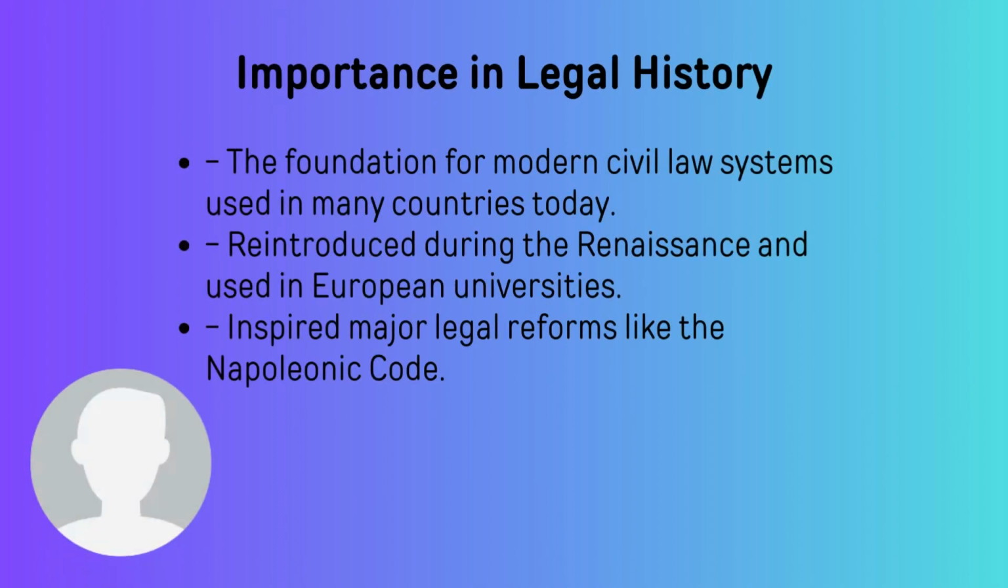Importance in legal history. The Corpus Juris Civilis became the foundation for the civil law system, which is still used in many countries today, for example, in France, Germany, and Italy. After the decline of the Byzantine Empire, scholars reintroduced the Corpus Juris Civilis during the Middle Ages, which helped a lot to understand Roman law. It inspired later legal codes, for example, the Napoleonic Code, which influenced many modern legal codes worldwide.